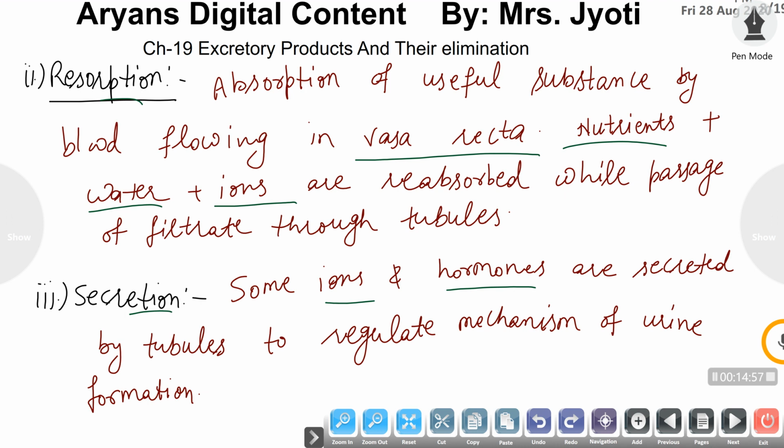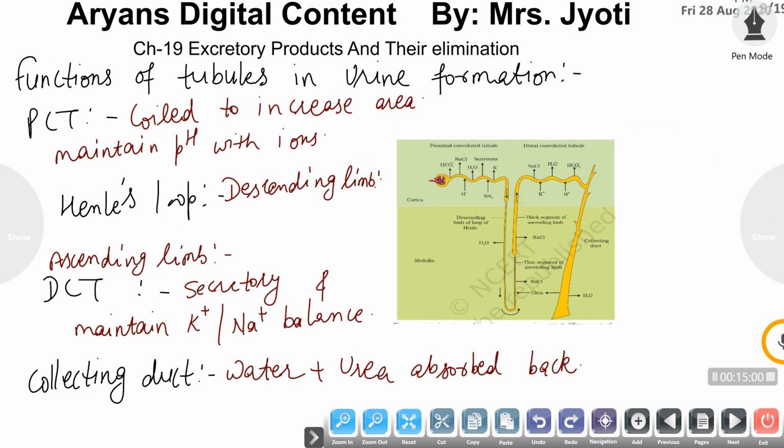So now let's start with the mechanism of urine formation, means how urine is formed in the kidney. Urine formation starts with the ultrafiltration that occurs in the glomerular part of the nephron, and after that the tubular part of the nephrons plays a very important role. First of all, the PCT is highly coiled to increase the surface area for reabsorption of the ions and minerals. So in the PCT, most of the ions, nutrients and water are absorbed from the filtrate by the cortical substance of the nephrons.